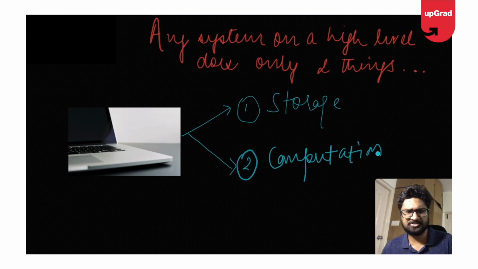And data these days has become so common that everyone is talking about data. They're talking about data-driven decisions. People are saying data has become so new, but it is not something new. Data has been there for a long time, and even 30 years or 20 years ago, we used to do the same thing. Any system, any laptop, any computer, any supercomputer, any server normally does only two things. One is the storage of the data, and the other is the computation of the data. I hope this is clear.